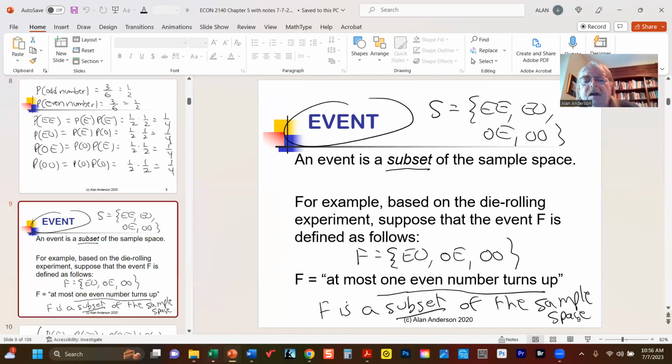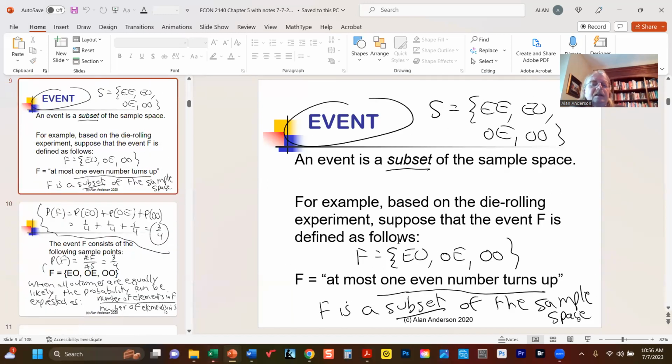So here, F is defined as at most one even number turns up, which is the same thing as saying everything except two evens. So all of these outcomes are listed here. The only one that we left out is EE, because that is where we have two evens. With F, we only have 0 evens or 1 even. So clearly, F is a subset of the sample space because every element in F is also an element of S.